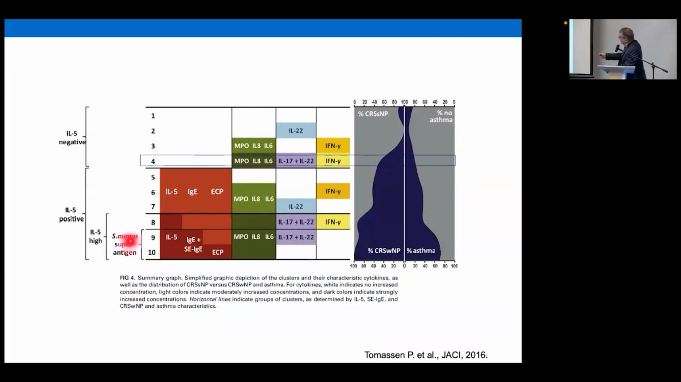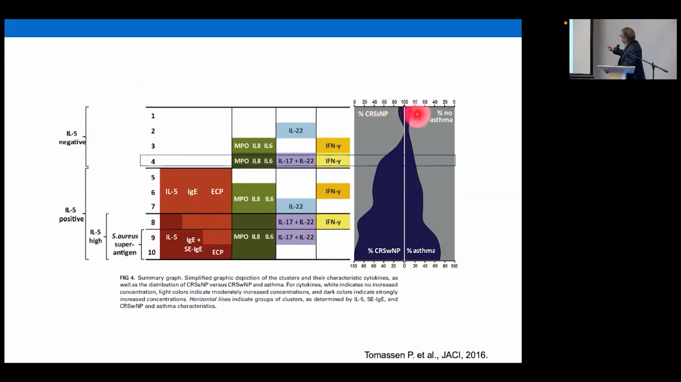And also in this subgroup, 9 and 10, they are positive for Staphylococcus aureus. Bachert is very, very interesting about the sensitization to Staphylococcus aureus, specific Ig in the nose. And he said that it's a subgroup of severity for polyposis.